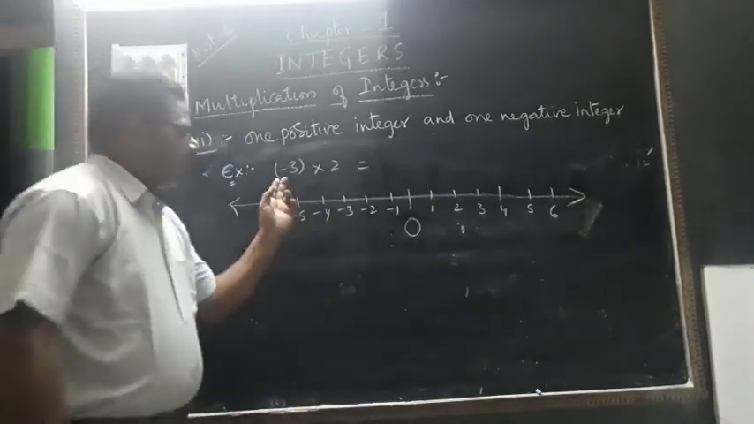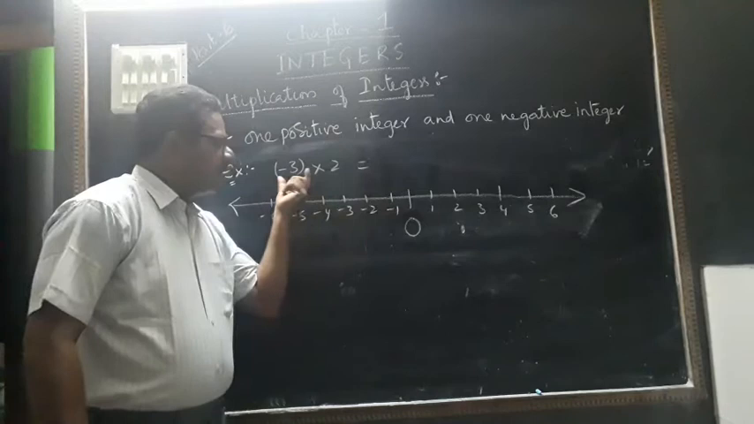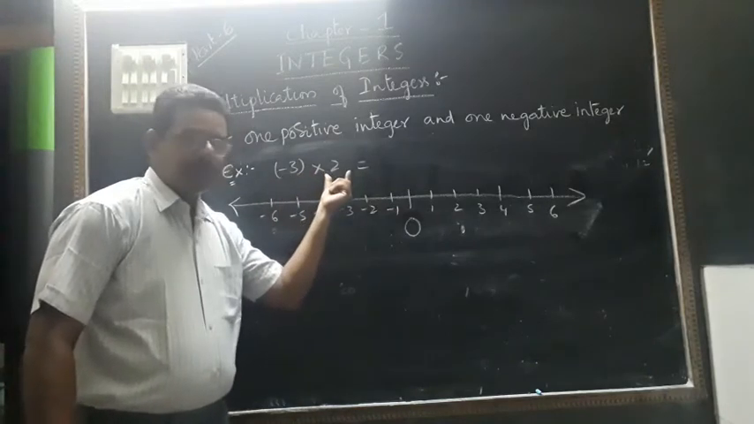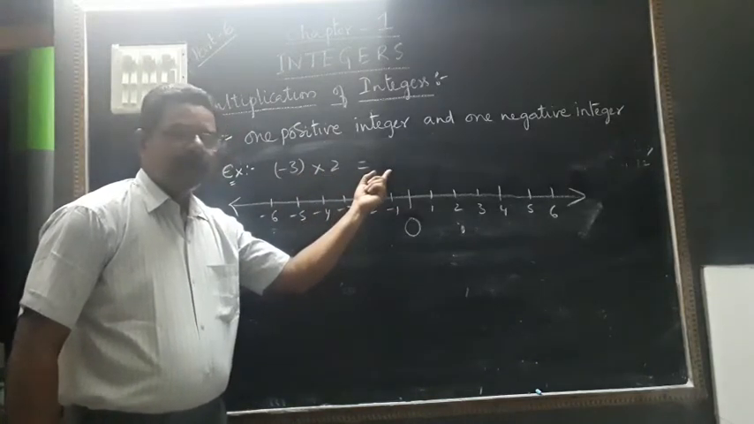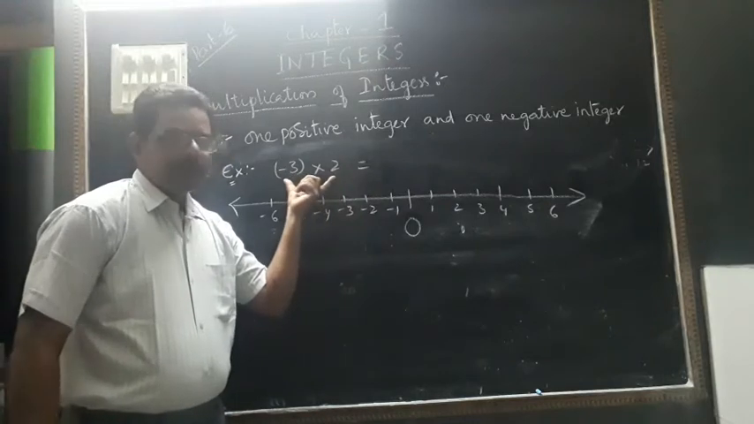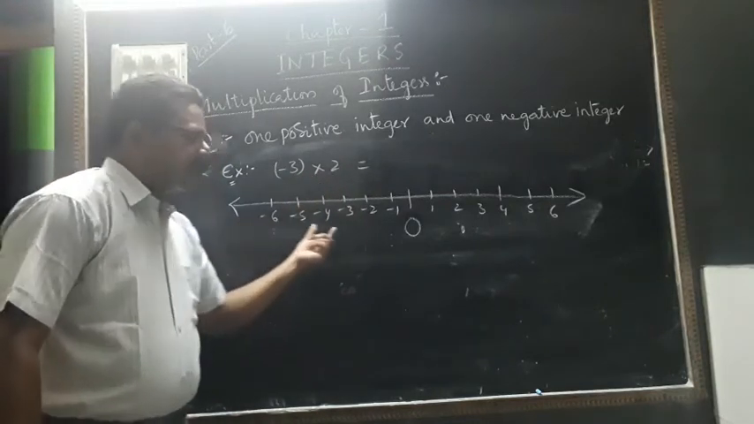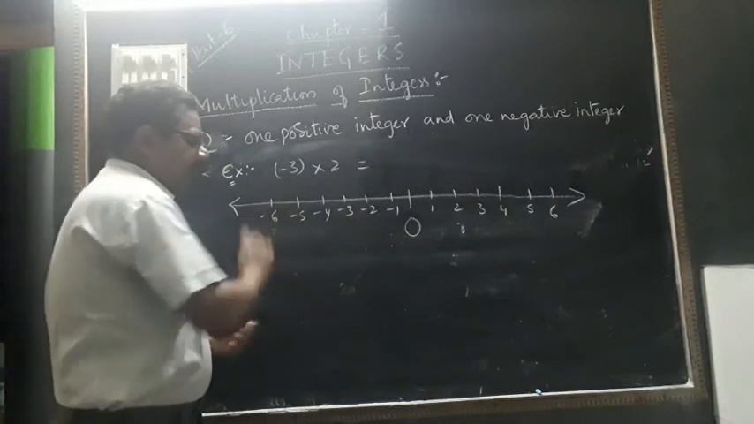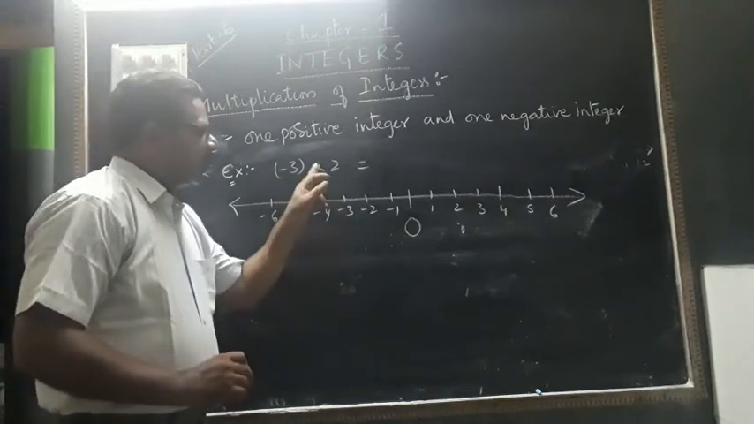See this one. Minus 3 into 2 I have taken. First one is a negative integer and another one is a positive integer. We have to find the resultant product of these two numbers' multiplication. So here I have taken a number line. Minus 3, how many times should it jump?